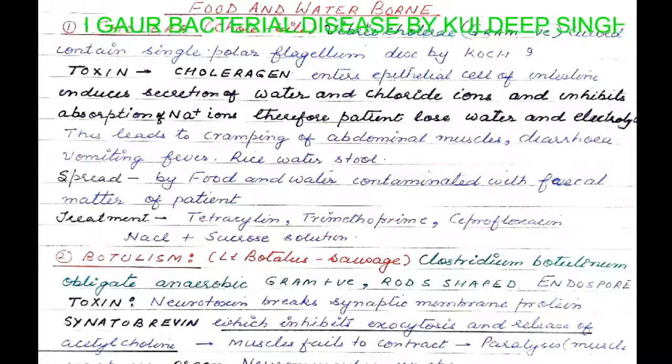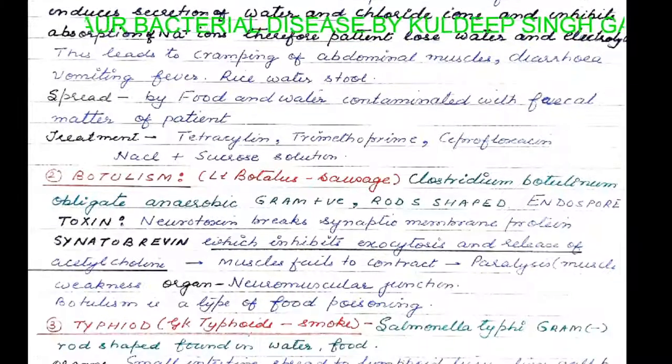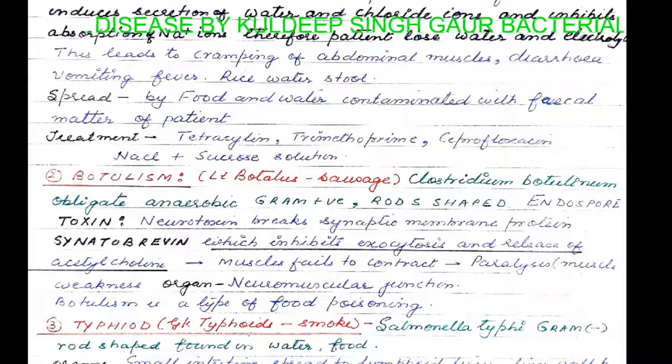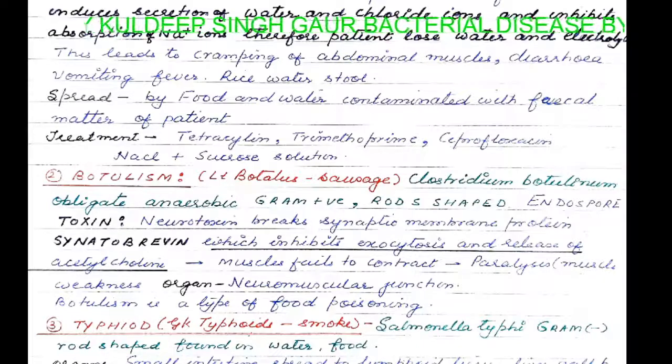Another food and waterborne disease is botulism. Botulus means sausage. It is caused by Clostridium botulinum, which is an obligate anaerobe and a gram-positive rod-shaped bacteria. It produces a neurotoxin, which breaks the synaptic membrane proteins.